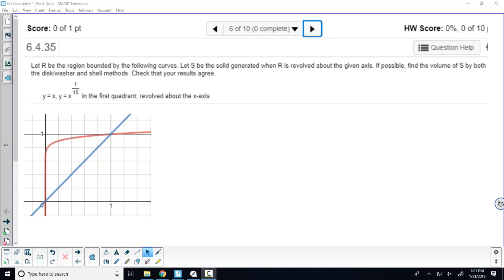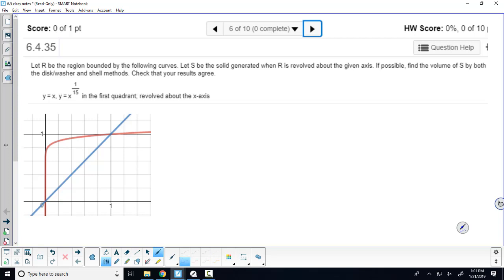Okay, so we've got this region, I graphed it in Desmos. The red curve is y equals x to the 1/15th. The blue curve is y equals x. We want to just look at the piece that's in the first quadrant. We want to rotate that about the x-axis, creating a solid of revolution, and we want to find the volume of that solid of revolution.